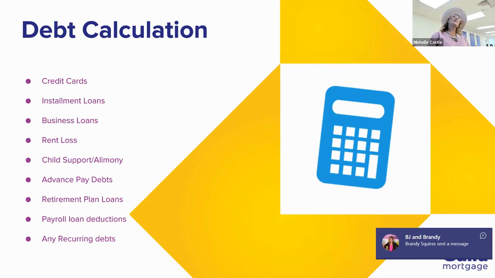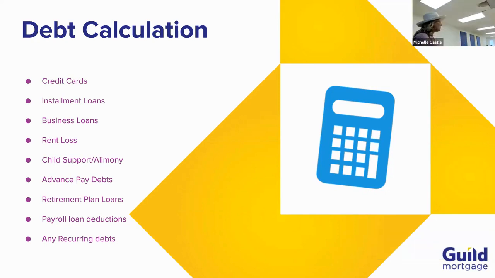All right. Some of the things that are figured in all of the debt to income that we have to take into consideration. Obviously, payments matter on credit cards and car loans and side-by-sides and all of that. But business loans, rent loss. I had someone the other day on their tax returns, they were showing a big loss on one of their rental properties.